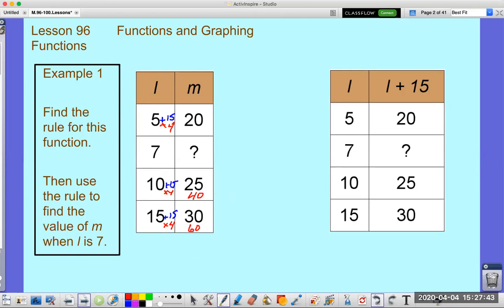The only thing that works, and it worked right away on our first guess, was add 15. So in this case, the rule is simply adding 15. So if I just add 15 to this, I know what m equals. M in this case will then equal 22. And you can see that function right here. So the answer is m equals L plus 15.